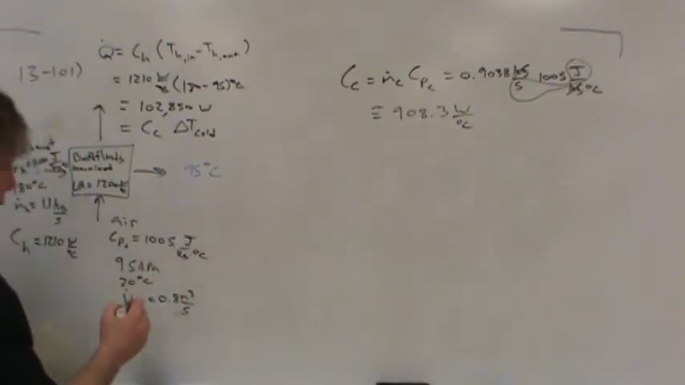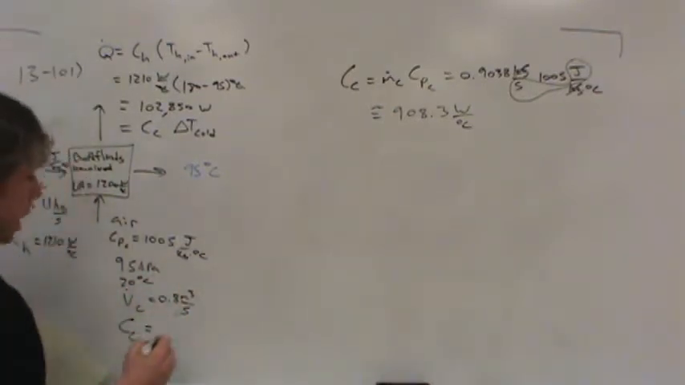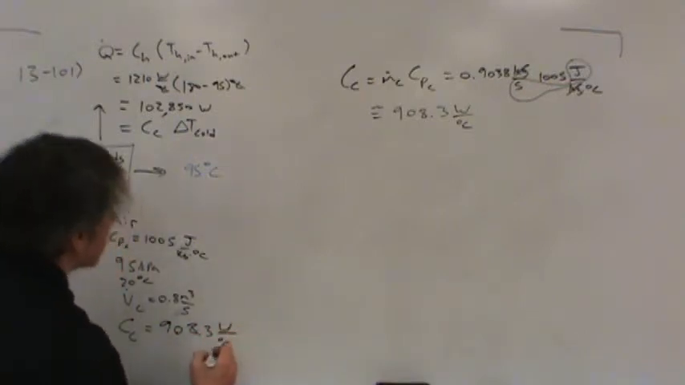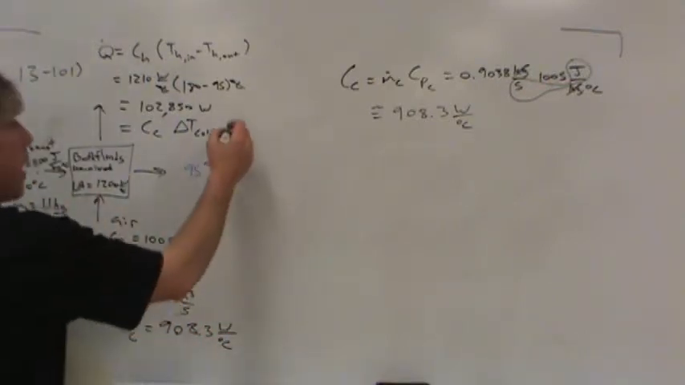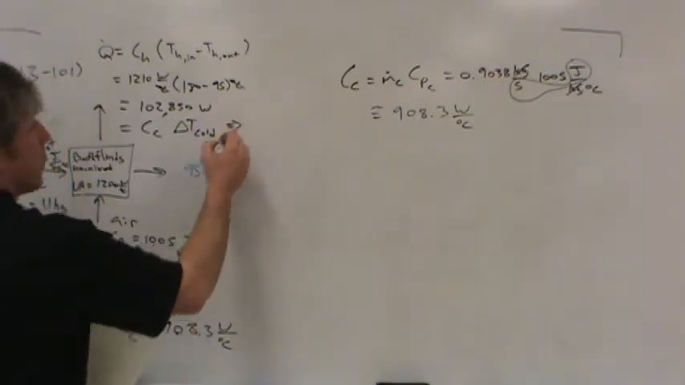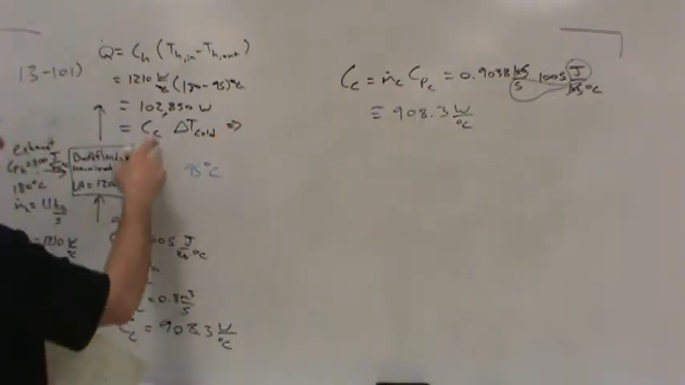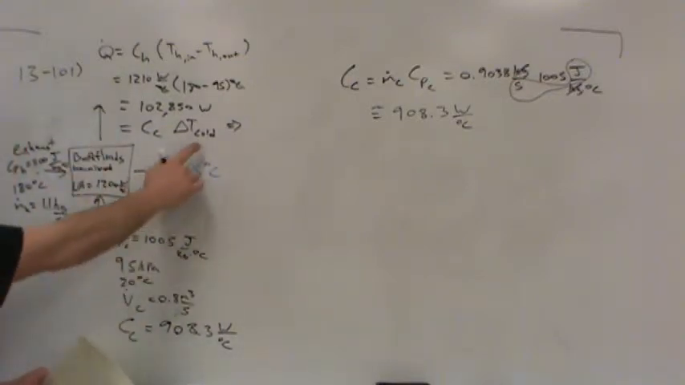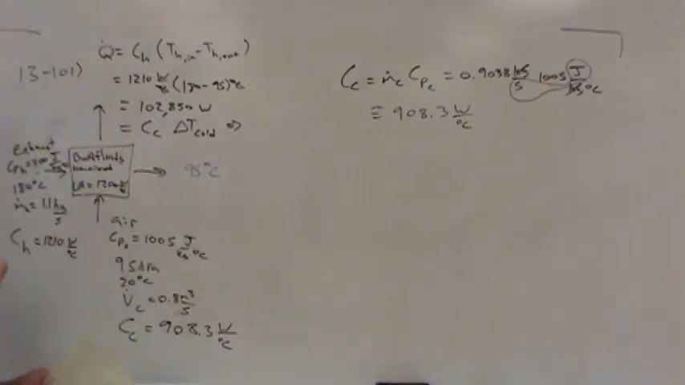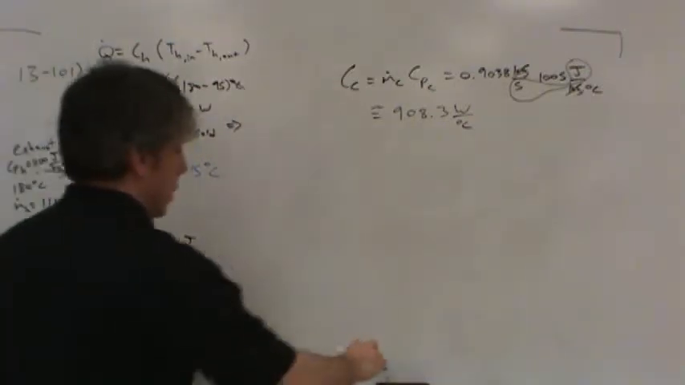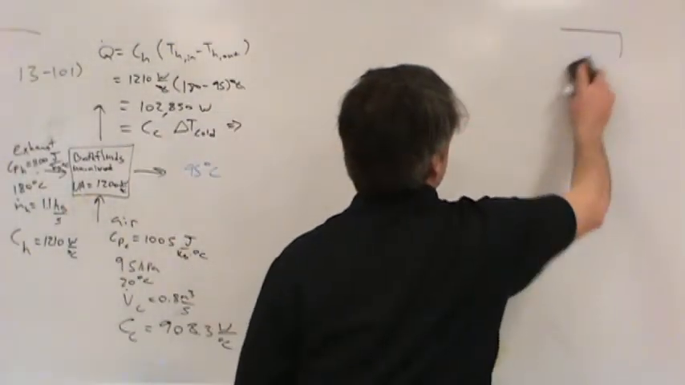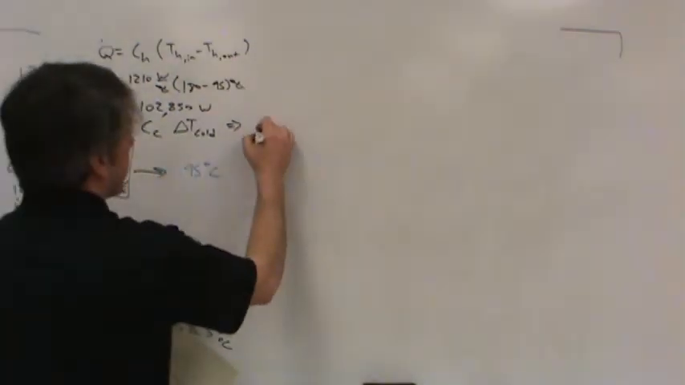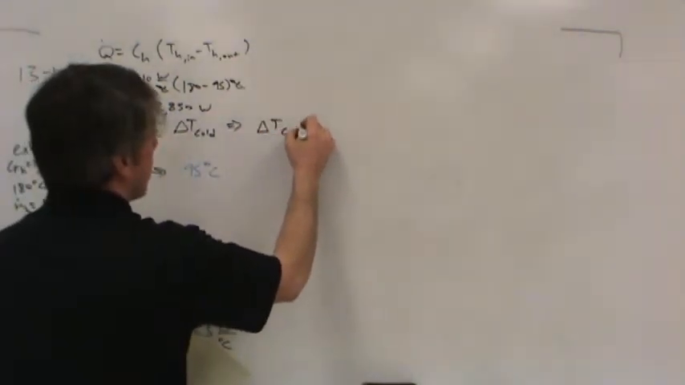So finally, now we've got the capacity rate on the cold side. We'll make a note of it over here. 908.3 watts per degree Celsius. So now, finally, we should be able to use this equation, basically Q dot equals the capacity rate on the cold side times the temperature change on the cold side to come up with that temperature change. Right? And better yet, we can even calculate the exiting temperature. But I'll go ahead and do what I said. I'll calculate the temperature change on the cold side.